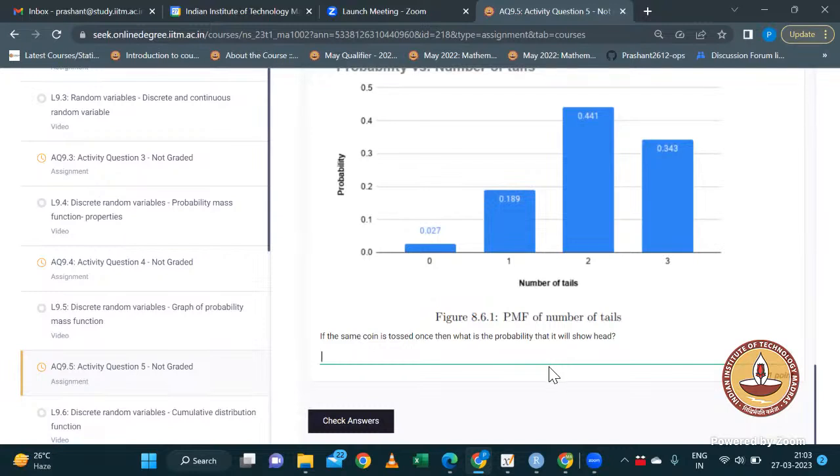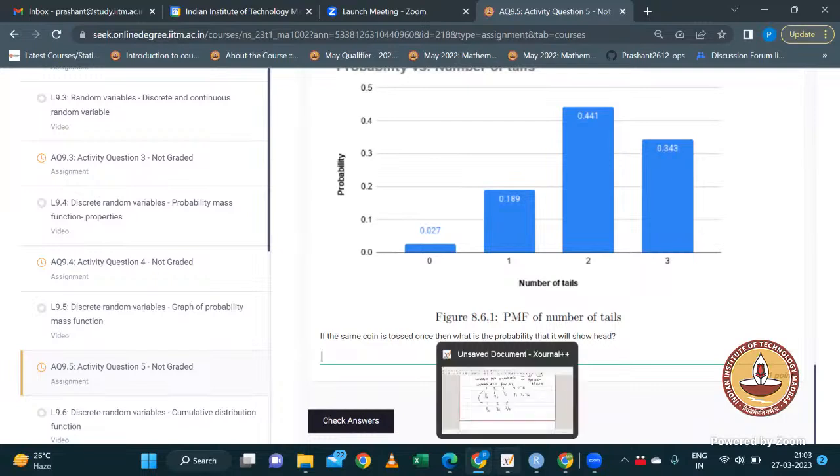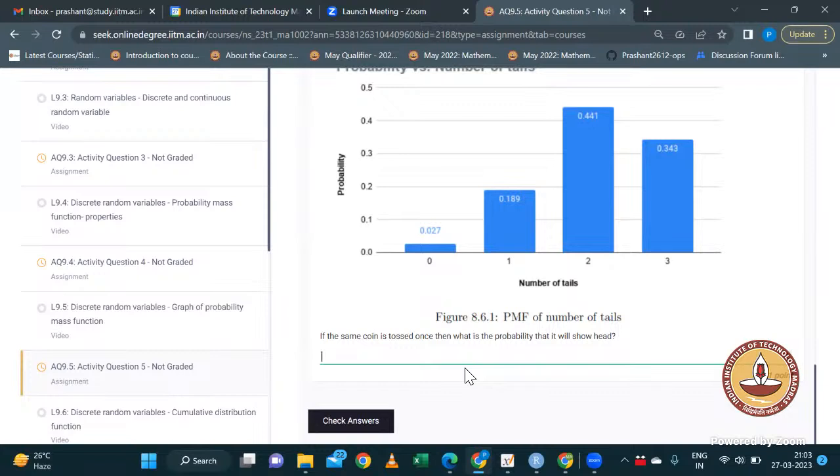No tail. It's a no tail, yeah. Okay, it will show head. Okay, means the graph is for number of tails. So yeah, the graph is for number of tails. Okay, so we can verify one.